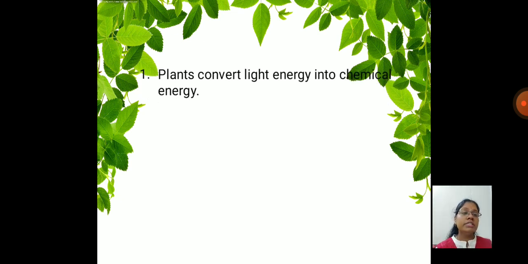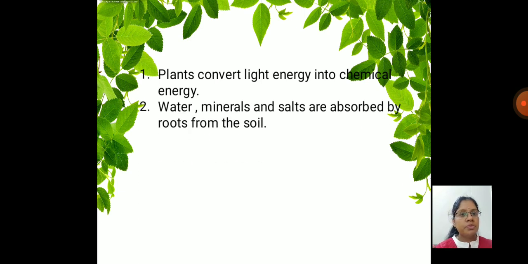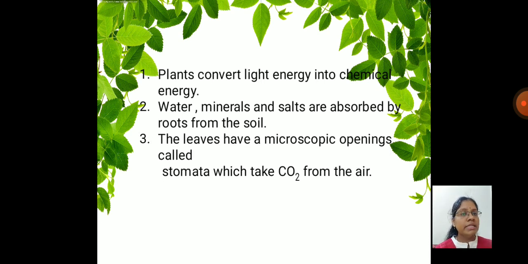Now, what are the things that happen? We will see point by point. Plants convert light energy into chemical energy. So that light energy which is obtained from the sun is converted into the food, that is glucose. Water, minerals and salts are absorbed by roots from the soil. The leaves have microscopic openings called stomata, which take carbon dioxide from the air.